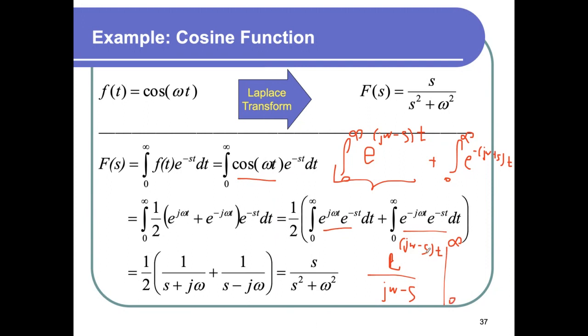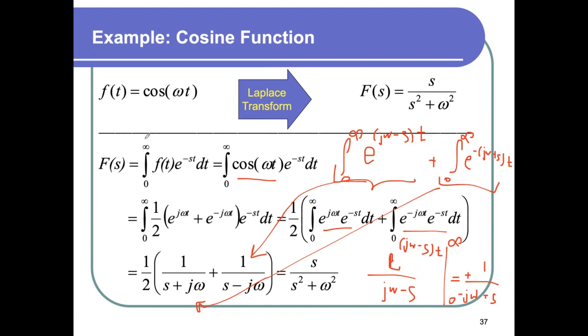When I substitute infinity, this will vanish. So we have the minus sign because I'm substituting 0, 1 over j omega minus s. So this will give me, if I cancel this sign, it will give me s minus j omega. So actually this guy corresponds to the second term here. I think that's the source of confusion. For the other guy, it will go to the first term.